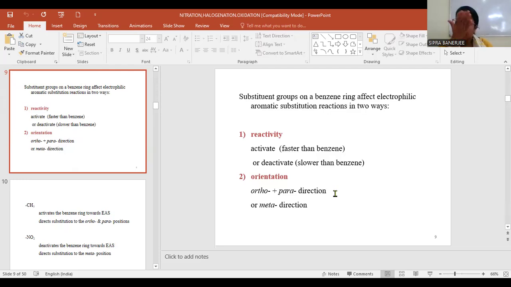Orientation. Some groups are ortho and para directing, and some are meta directing. So depending upon the chlorine or any other substituent, the substitution will be in the ortho or para or maybe in the meta position.